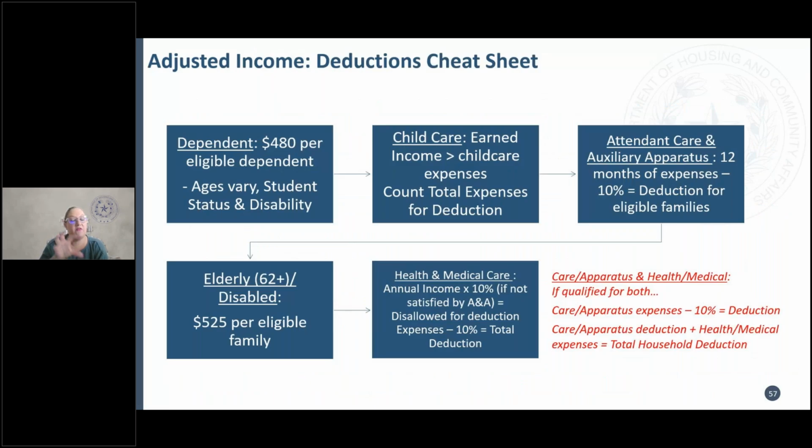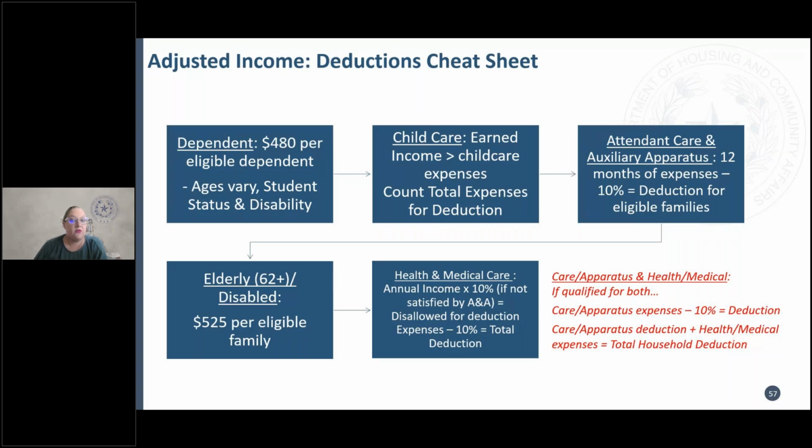Here is a cheat sheet. Now that you have a background for each of the deductions, this cheat sheet will make more sense. Without that background, it won't make sense. But you can see it's got the dependent deduction of $480. The child care note says the earned income has to be higher than the child care expenses. The attendant care and auxiliary apparatus has the 10% note. And then the elderly and disabled deduction of $525.